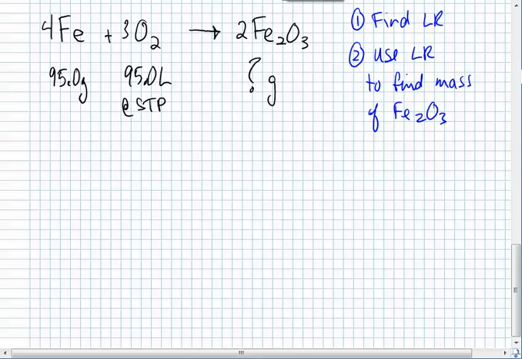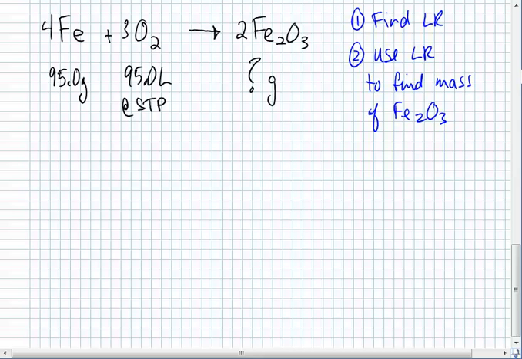Hello, chemistry people. I'm just going to go over this problem that we started discussing in class today about limiting reactant. Our task here is to figure out which of these reactants, iron or oxygen, is going to run out first. To find that out, we're going to follow the steps in blue on the right there.